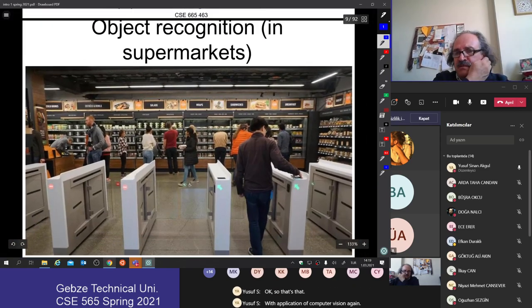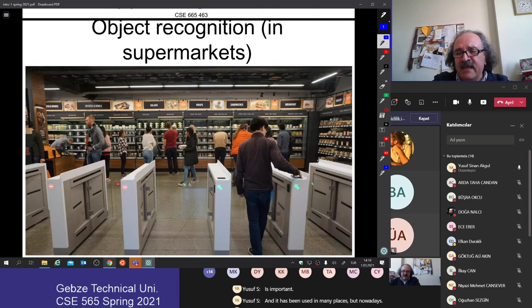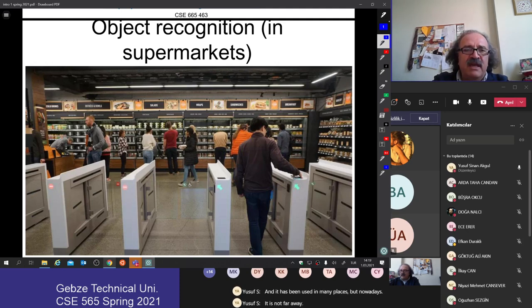Object recognition is important. And it has been used in many places, but nowadays it is not far away. In 5 to 10 years, most of the cashiers in the supermarkets will be gone. Okay, why? Because you know the Amazon stores, right? You just go into this store. There is no Amazon employee working in that store.